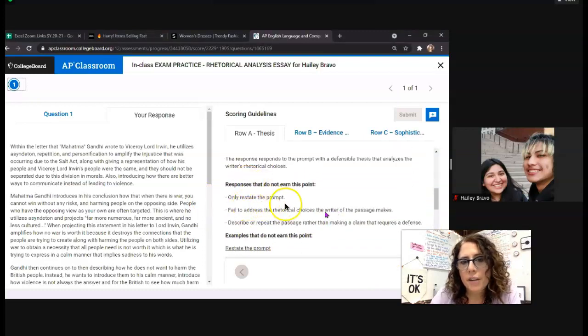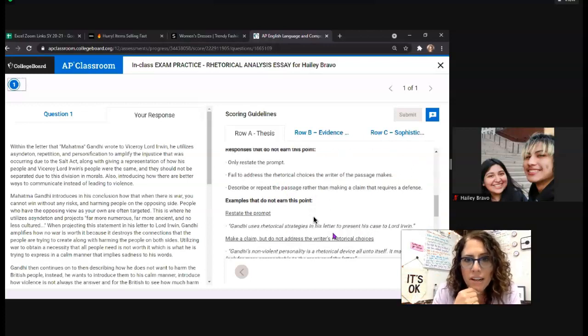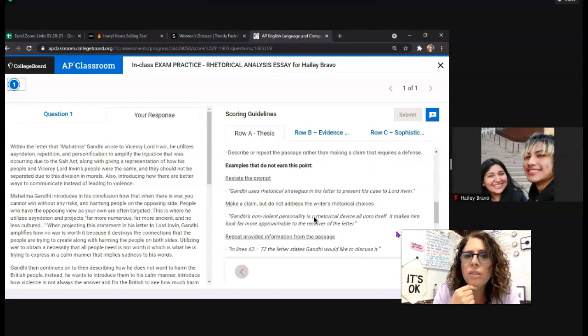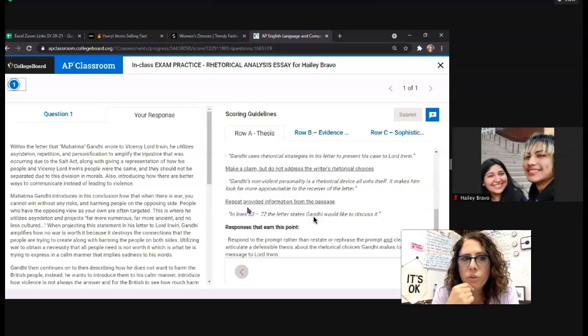So if you only restated the prompt, you will not get the point. If you fail to name the 3 rhetorical choices, rhetorical choices are rhetorical devices, same thing. And she does have that in there. This one, yep, this is what it would look like if it restated the prompt. So these are all the examples that do not earn this point. So if you are confused about yours, take a look at the examples that do not earn this point, okay, which is where her cursor is. If you have direct evidence, you're not going to earn the point, and she does not.